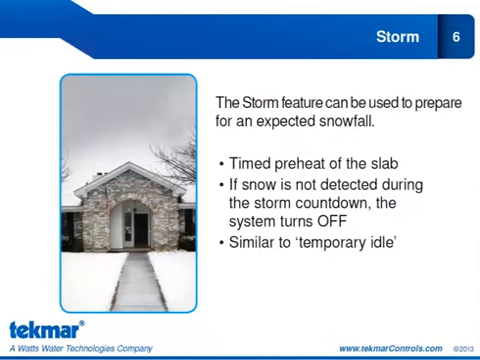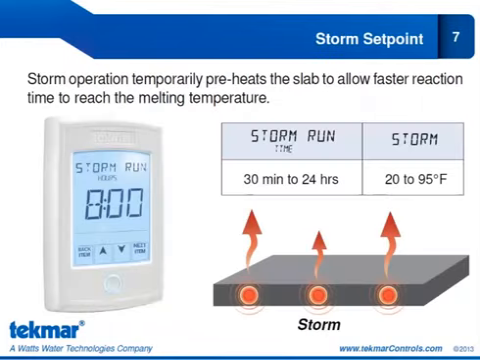If it doesn't snow, that's okay. The system will return off. So it's different from idle in that idle is a permanent state that lasts throughout the snow melt season. Storm is a temporary preheat. If we don't see snow during that time period, the system turns to its off state. It does not remain in storm. So it's a nice option if you're expecting a snowfall to occur, that you have the ability to bring your slab up to a certain temperature to allow for that faster response time.